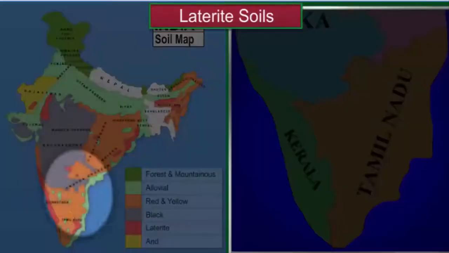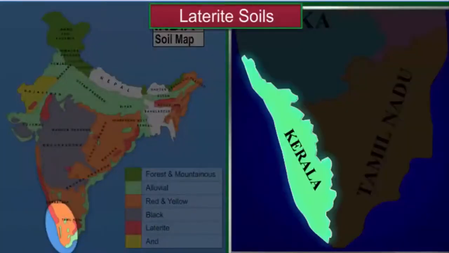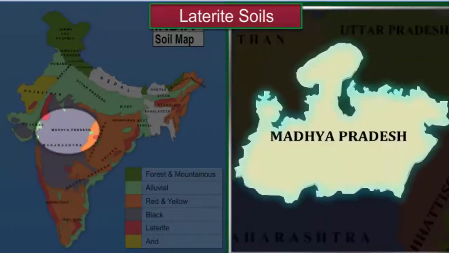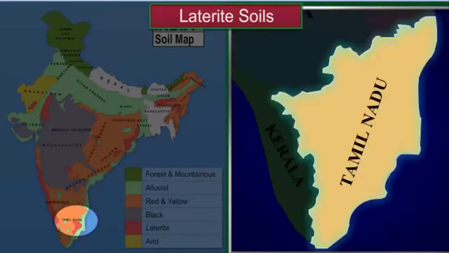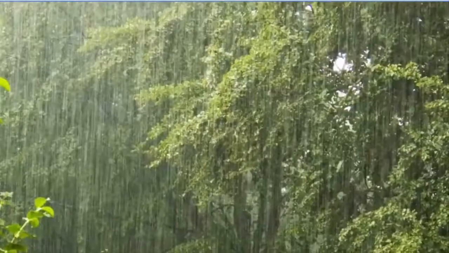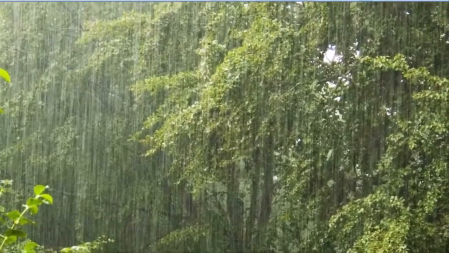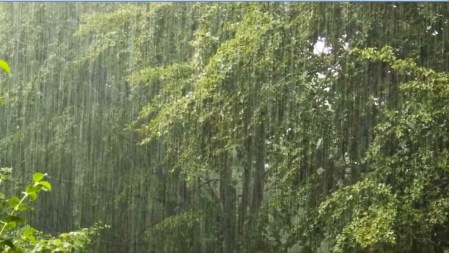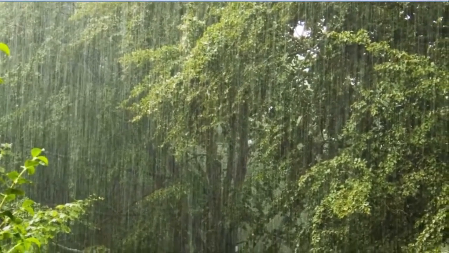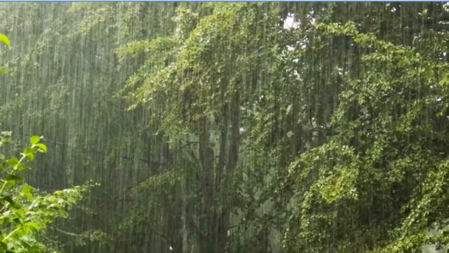Laterite soils are found in Kerala, Karnataka, Madhya Pradesh, Tamil Nadu, and parts of Orissa and Assam. All these areas experience high temperature and heavy rainfall. This soil develops by leaching due to heavy rains.